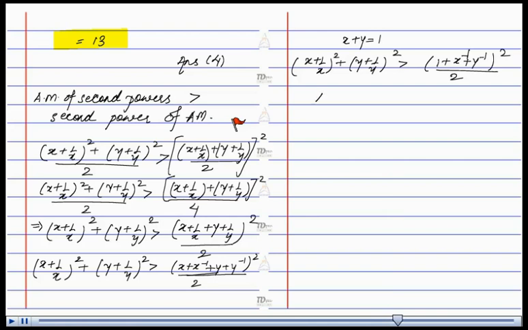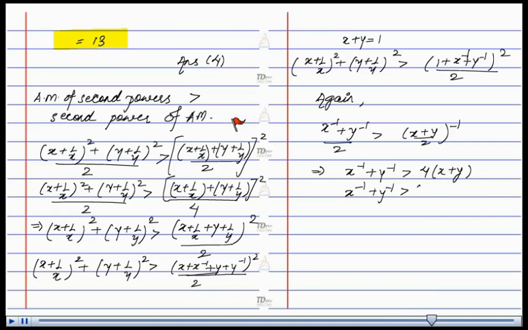Again, we know that (x inverse plus y inverse) by 2 is greater than ((x plus y) by 2) whole inverse, which implies x inverse plus y inverse is greater than 4 into (x plus y), or 4, because x plus y is equal to 1. Adding 1 on both the sides, we get 1 plus x inverse plus y inverse is greater than 4 plus 1, that is 5.